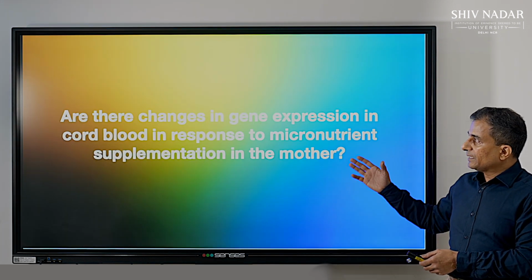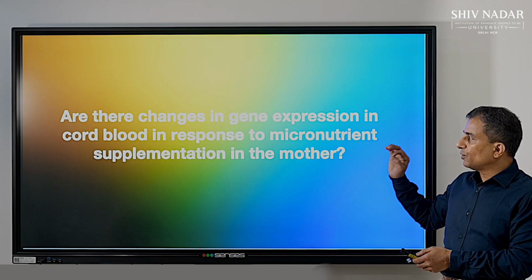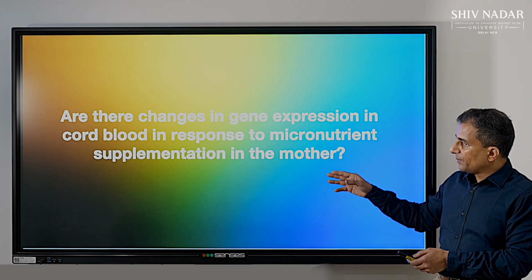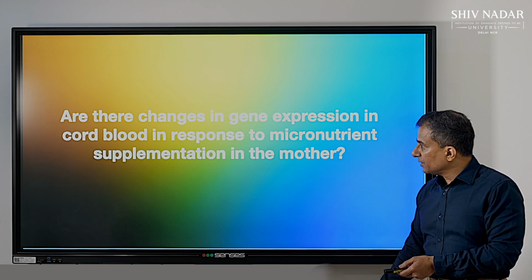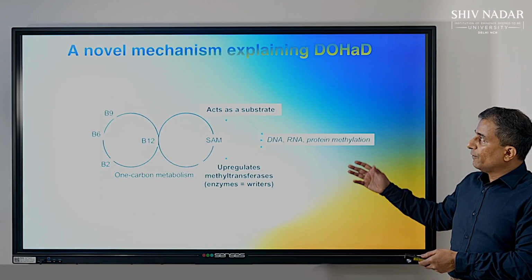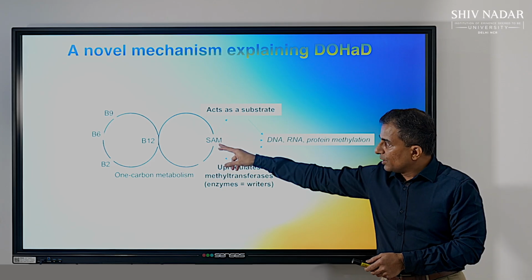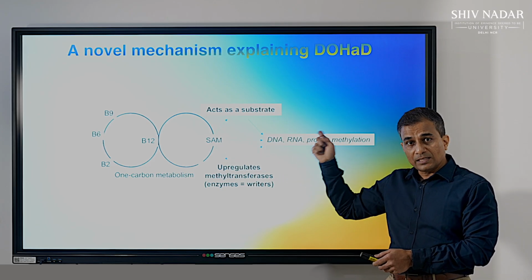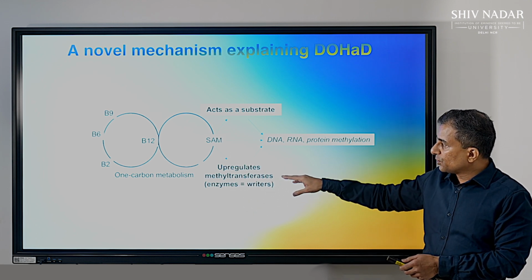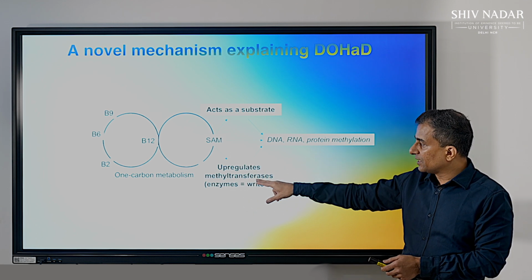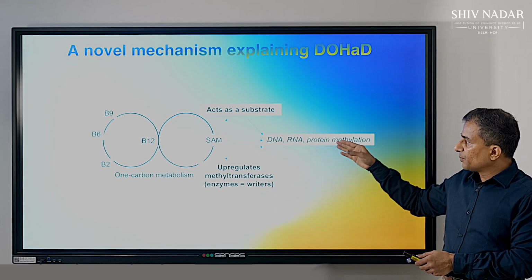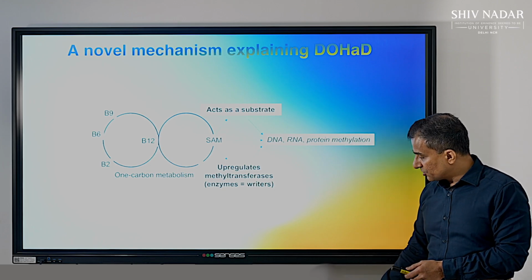So I will not give the entire data, but look at the essence of what this data has told us. Are there changes in gene expression in cord blood in response to the micronutrient supplementation in the mother, which includes B12 as one of the vitamins? And you can clearly see here, this is the novel mechanism that we have proposed. The SAM molecule, which donates the methyl group in the single carbon cycle to DNA or proteins, we showed that this entire cascade also upregulates the writers, which are the methyl transferases, that add this methyl group to DNA or RNA or protein, and that's what actually causes the epigenetic regulation in this paradigm.